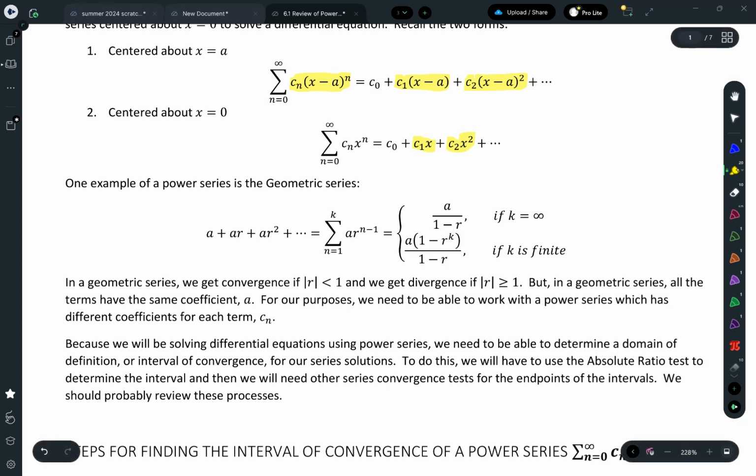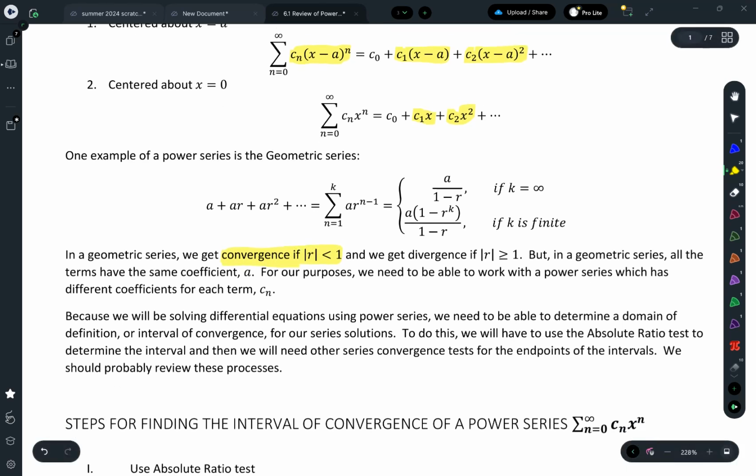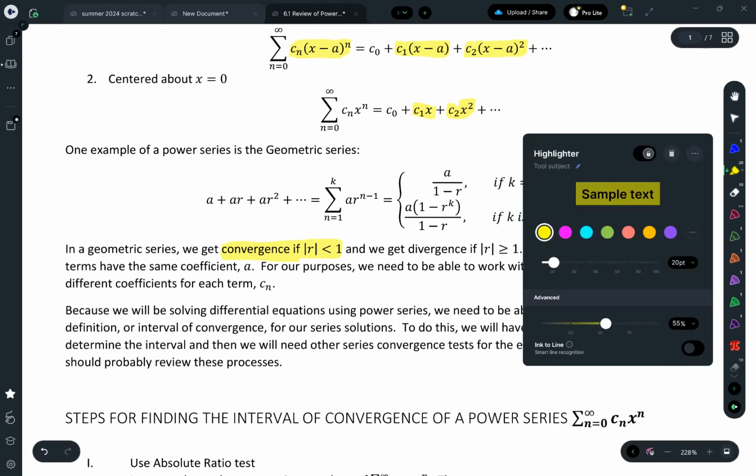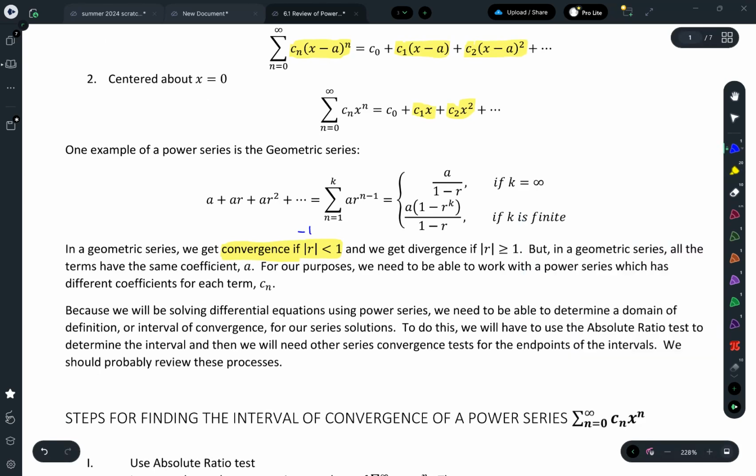So in our geometric series, we get convergence if r in magnitude is smaller than 1. So that's just values of r between -1 and 1. If r is equal to 1, that's no good. And if r is bigger than 1 or smaller than -1, that's no good. So that's the case where we would get divergence if the absolute value of r is greater than or equal to 1. But in a geometric series, all the terms have the same coefficient a.